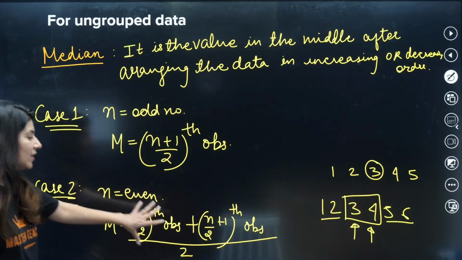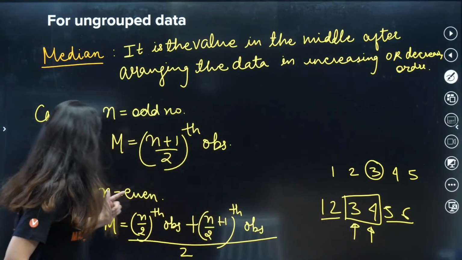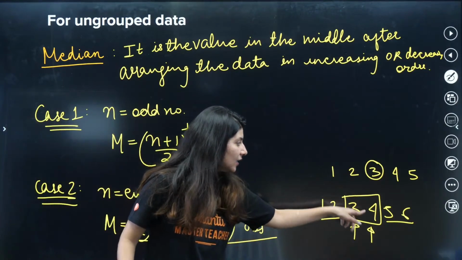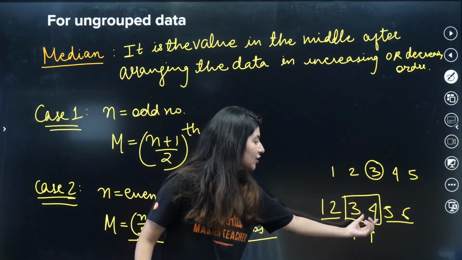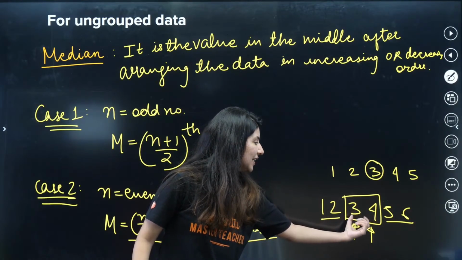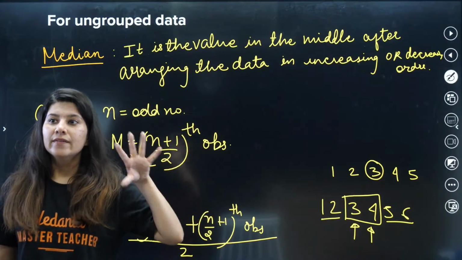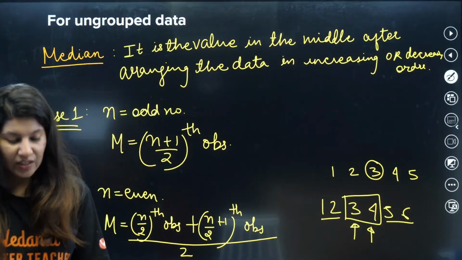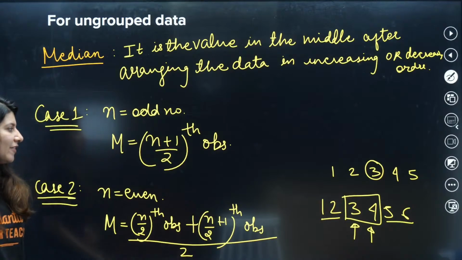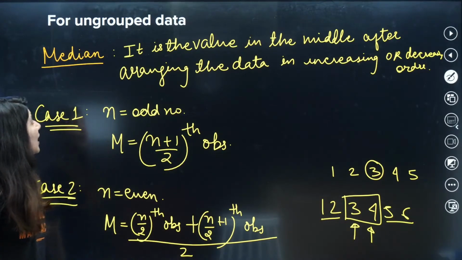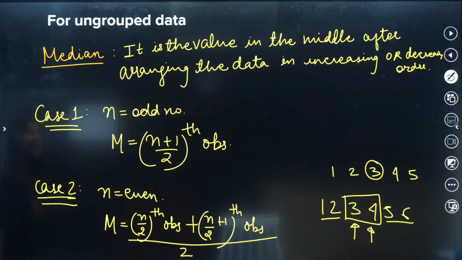Here n is 6, so the n by 2th observation is the third observation, which is 3, and the next observation is 4. So the mean of 3 and 4 is 3.5. Sorry, 3.5 is the correct answer in this question. That's how you calculate the median for ungrouped data.